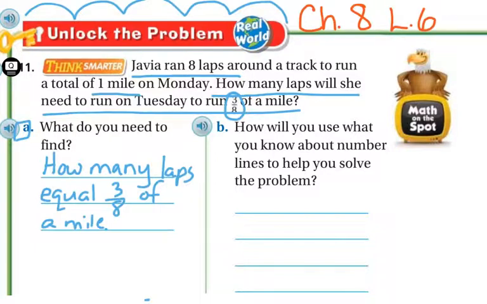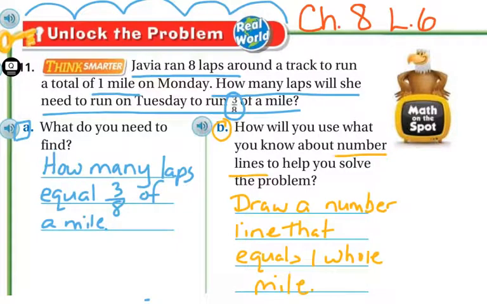And then if you look at section B, it asks, how will you use what you know about number lines to help you solve the problem? Yes, you guys are great. You're going to draw a number line that equals 1 whole mile. And then we're going to section it off so that we can figure out what 3/8 of that is.